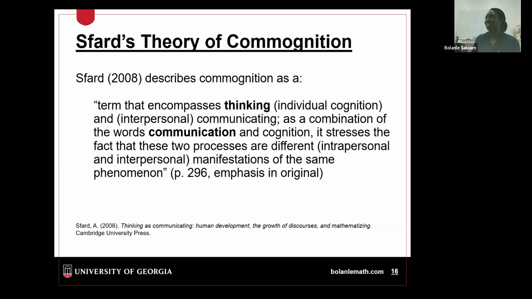All right. So Sfard's theory of commognition describes thinking essentially as communication. Commognition is a term that puts together cognition and communication. It encompasses thinking, or individual cognition, and interpersonal communicating, as a combination of the words communication and cognition. It stresses the fact that these two processes are intrapersonal and interpersonal manifestations of the same phenomenon. Okay, so in this sort of view, the same way that a student may talk to us is how maybe they are thinking to themselves.